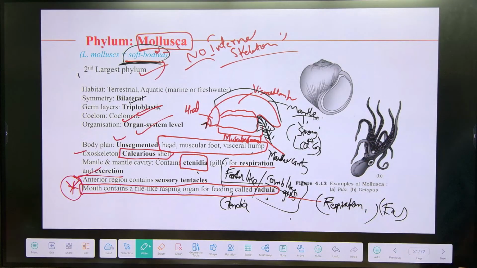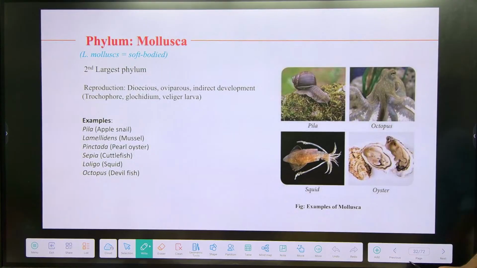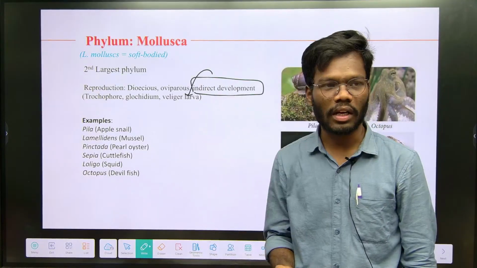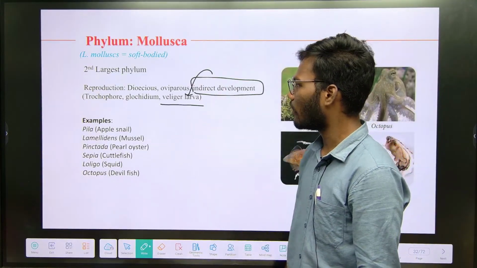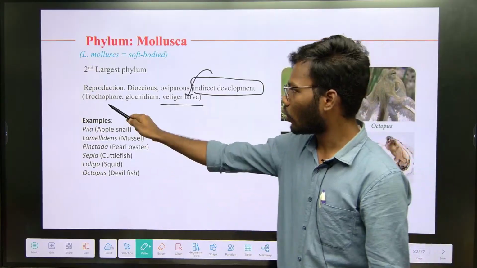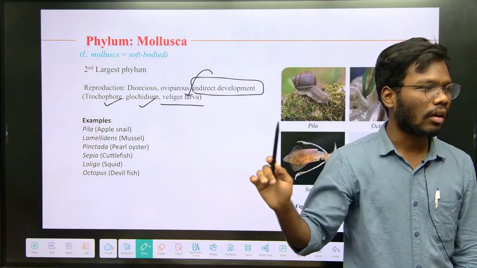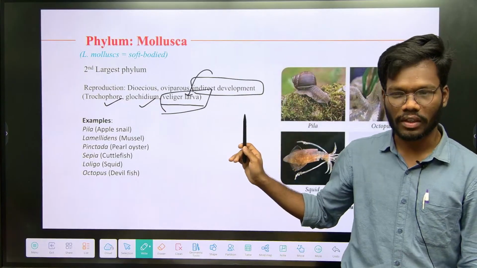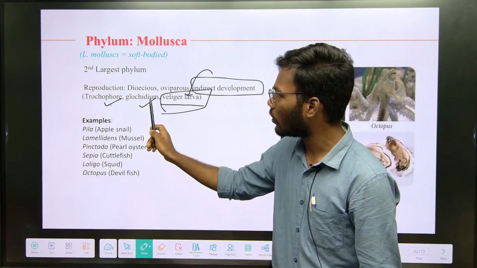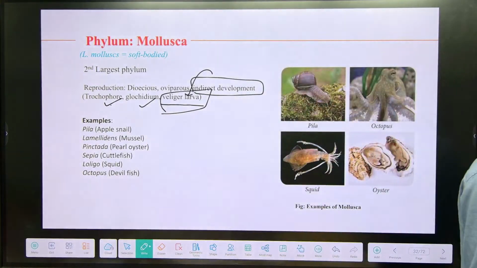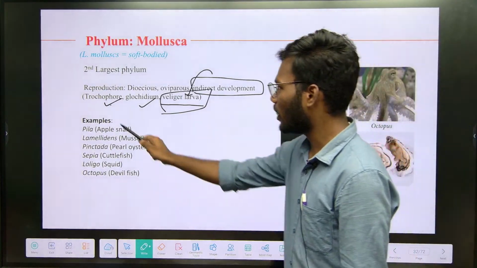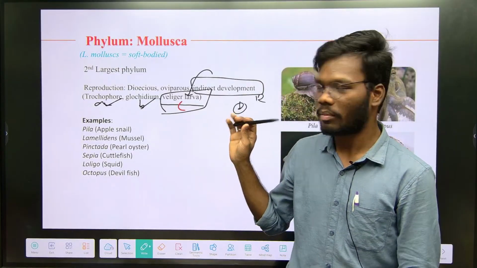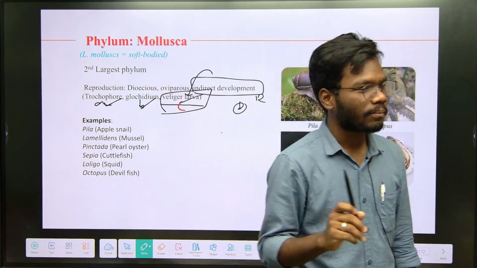Mantle cavity. So next one is that the development is indirect. Indirect means definitely there should be a larva. The larval name is veliger larva. Also there are many other larvae present: trochophore larva, glochidium larva. In your NCERT they mention only veliger larva, but in higher studies you will see trochophore larva and glochidium larva also. For example, if the options are like A, B, C, something, D, planula, some kind of larva, you have to go for veliger larva, right?